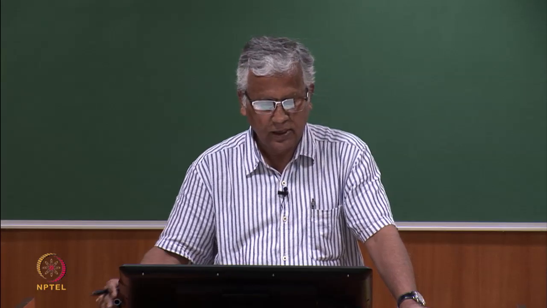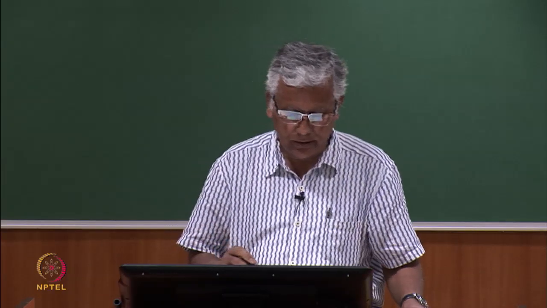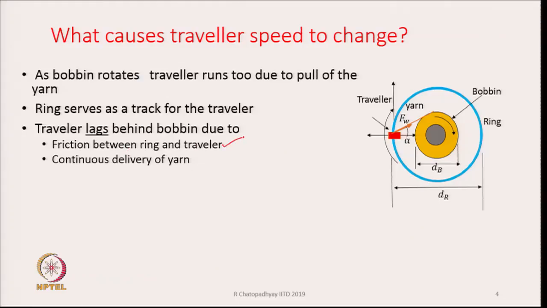By what? By the delivery of the yarn and because of the friction between ring and traveler. So, the traveler is lagging behind the bobbin because of two reasons. One is the friction, obviously friction must be there, and the second thing is continuous delivery of the yarn.